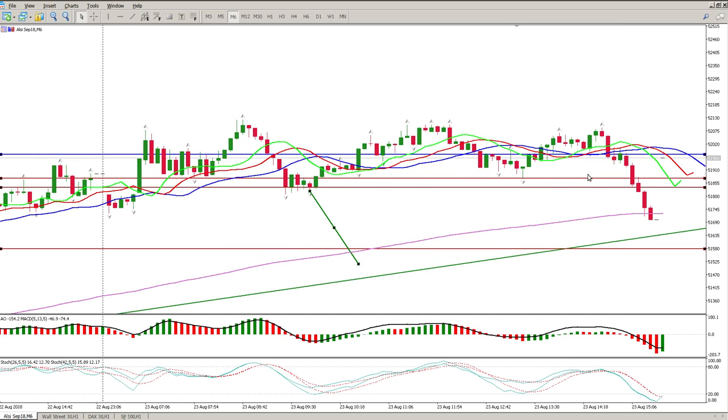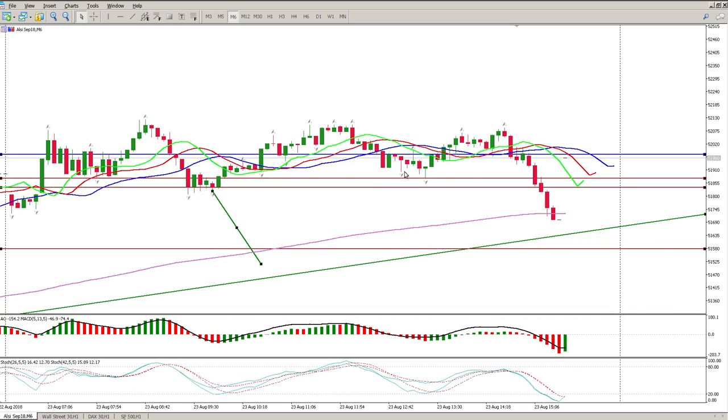Let's hope we don't consolidate like this again for the rest of the day, because that's just frustrating, and we get some direction.